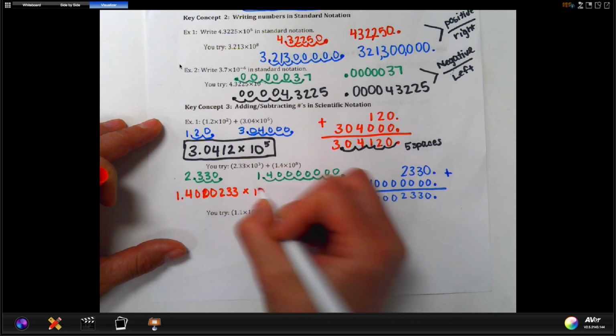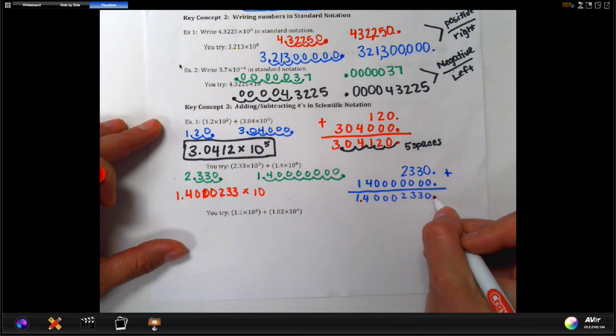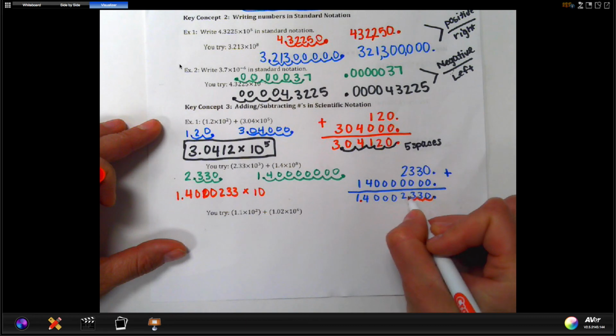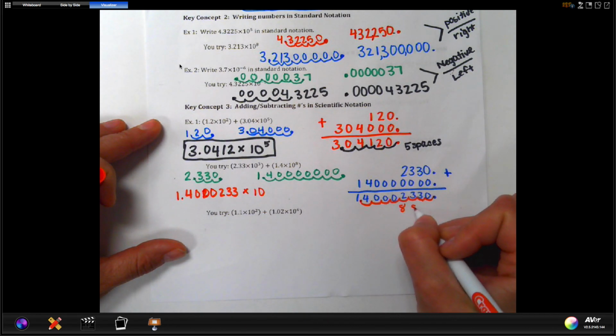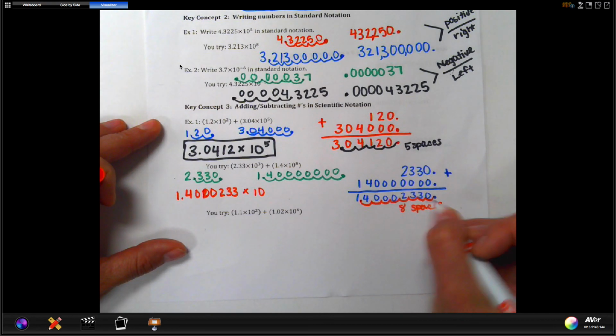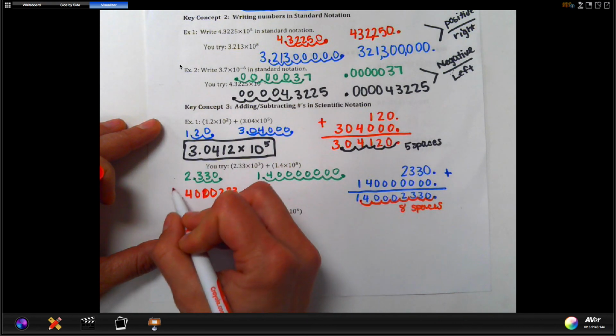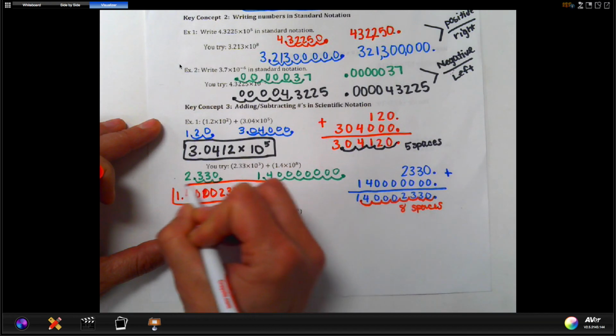Times 10, how many spaces did I move it? 1, 2, 3, 4, 5, 6, 7, 8 spaces. So that means that my exponent will be an 8. And that's my answer.